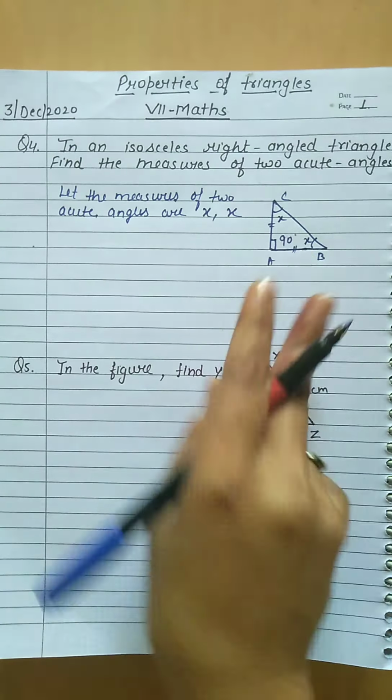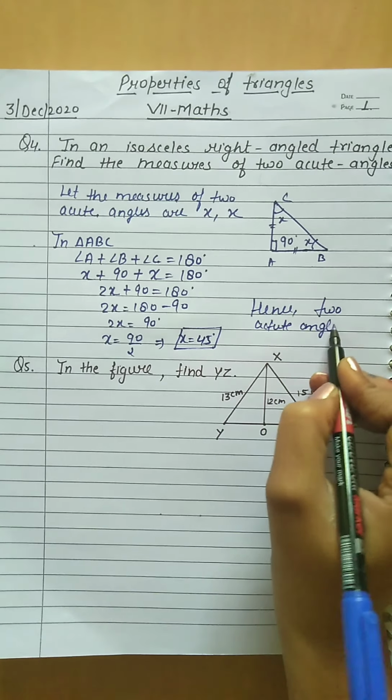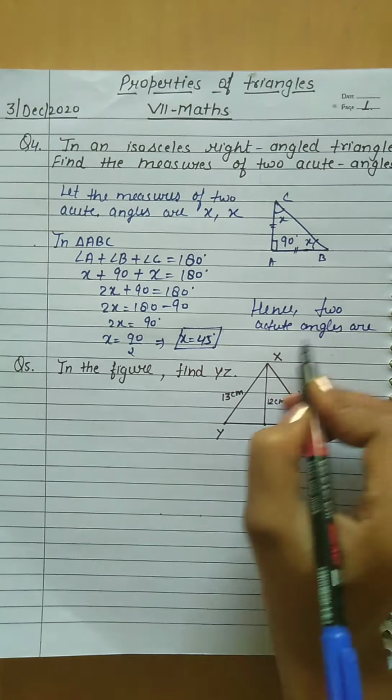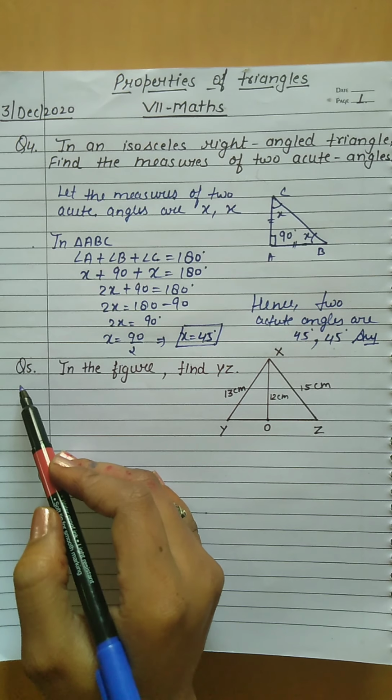Okay students, that means the two acute angles are 45 degrees and 45 degrees. Okay, so that is your answer. Okay, now the next question is question number 5.